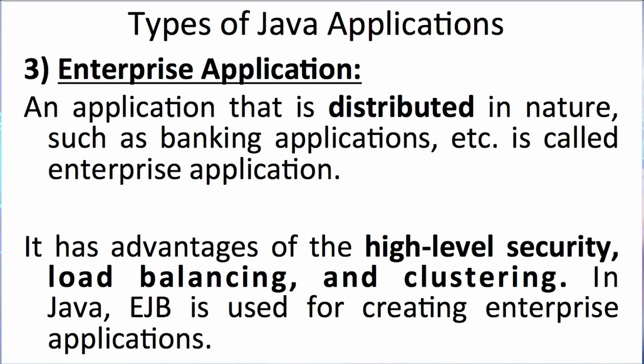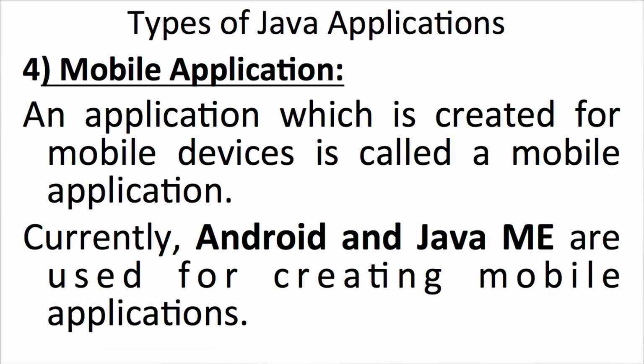And the fourth type of Java application is the mobile application. An application which is created for a mobile device is called a mobile application. At this time mobile is very powerful, and all the apps are created keeping the mobile phone in point of view. Currently Android and Java ME are used for creating mobile applications. We have lots of applications, lots of programs developed for this wonderful device, and Java is very helpful and compatible for mobile application development.